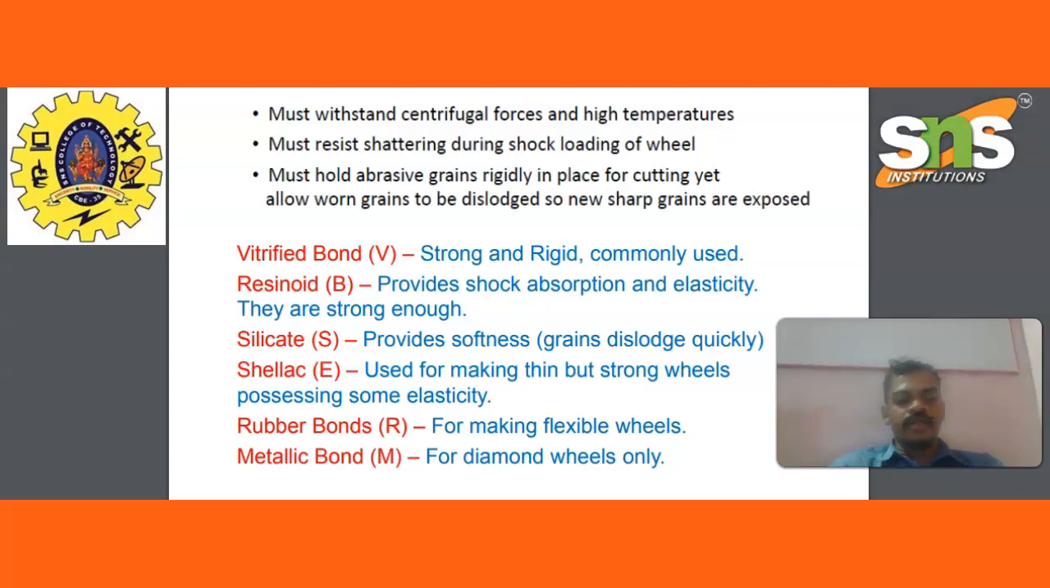Vitrified bond is strong and rigid, and is generally utilized. Resinoid provides shock absorption and elasticity. They are strong enough. Silicate provides softness. Shellac is used for making thin but strong wheels, possessing some elasticity. Rubber bonds are for making flexible wheels. Metallic bonds are for diamond wheels only. These are the bonding materials.